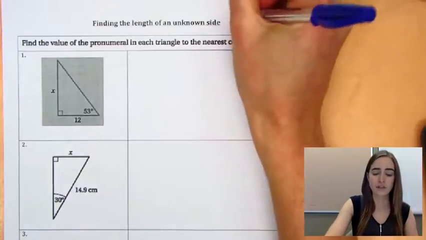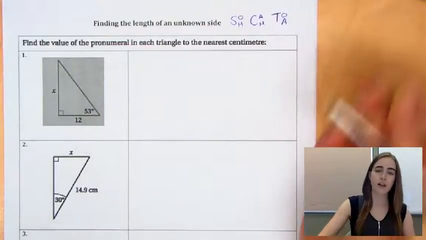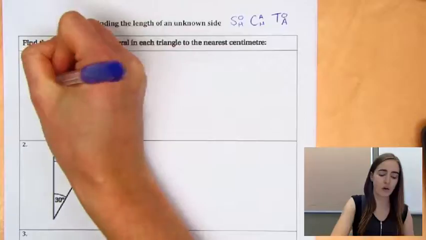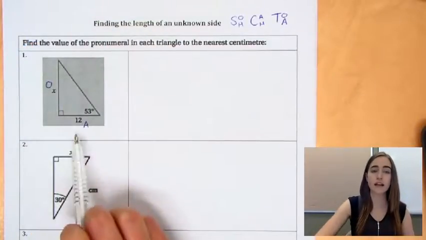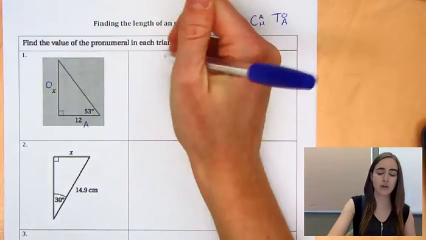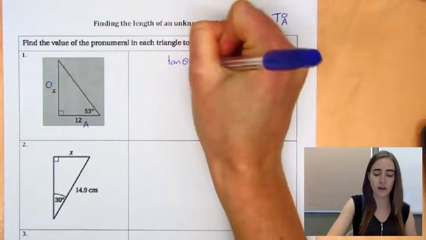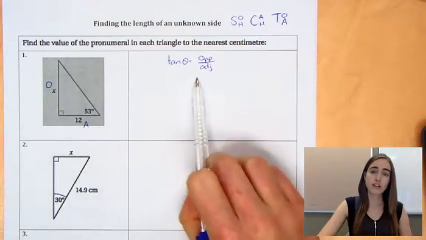It's always a good idea to write SOHCAHTOA across the top of your page. Then look at our triangle. From our 53, our x is our opposite side, and our 12 is our adjacent. So opposite and adjacent, that's tan. So we're going to write tan theta is opposite over adjacent. So we know which ratio we're going to use.